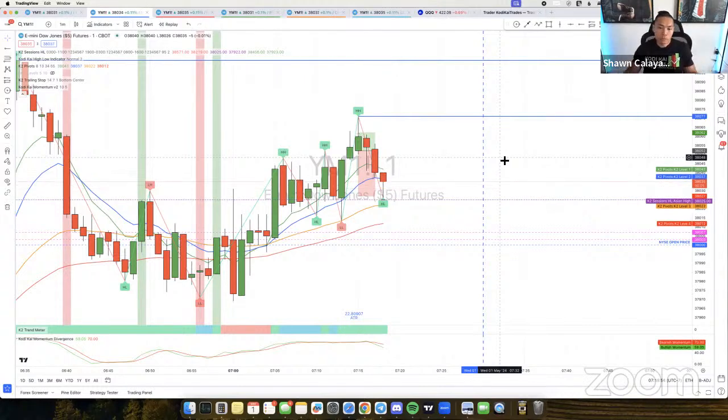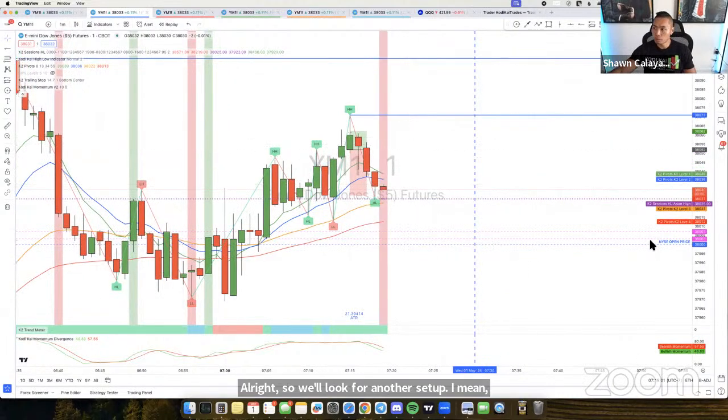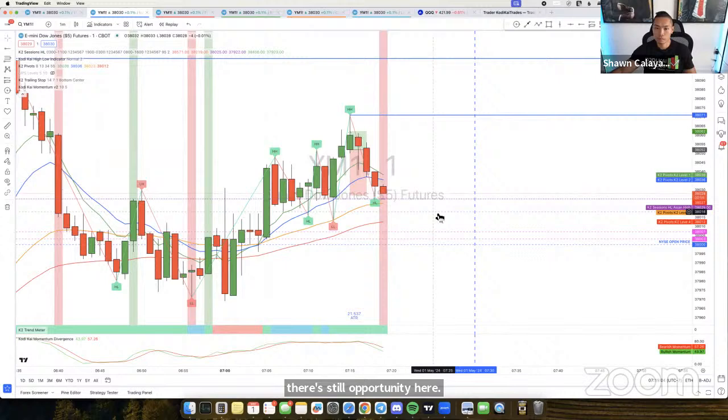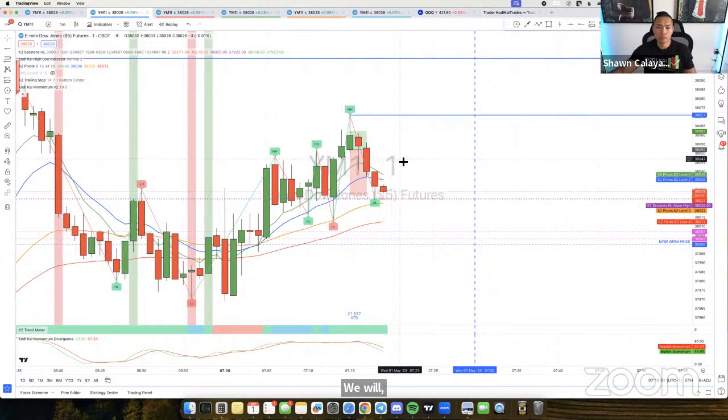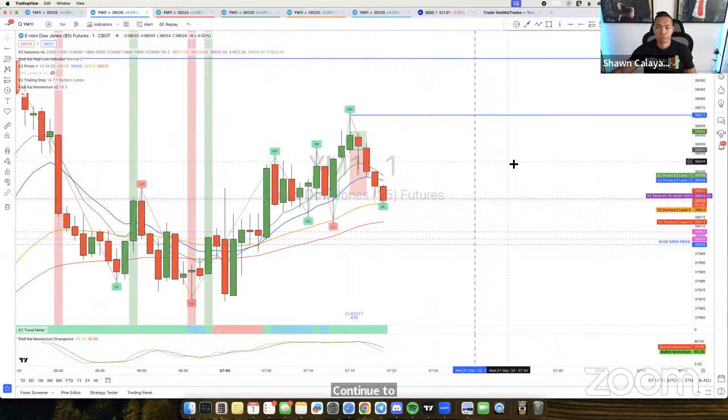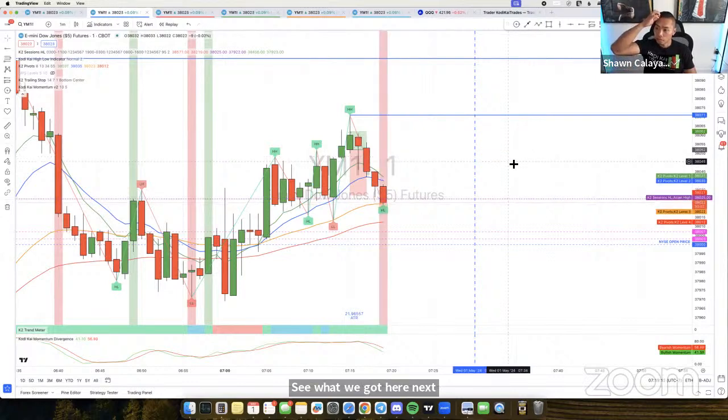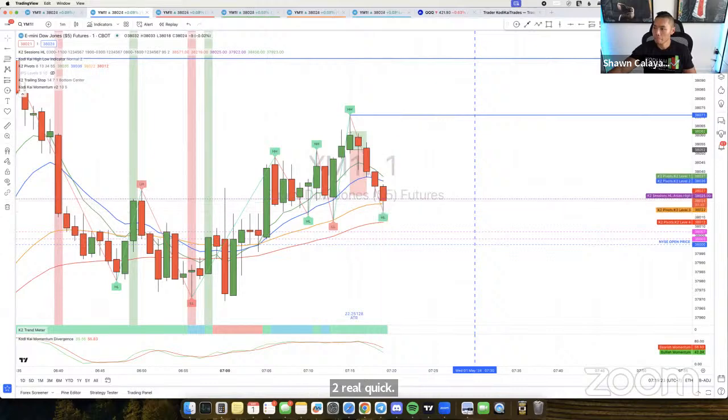All right, so we'll look for another setup. I mean, there's still opportunity here, but we will continue to see what we got here next. Scroll real quick. Nick's a good entry. 5 minute just printed on the buy signal, 7:15, solid.